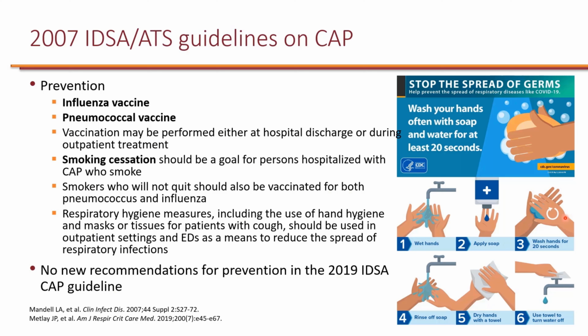Smoking is a risk factor for pneumonia, so smoking cessation is very important in preventing community-acquired pneumonia. And for those who continue to smoke, influenza and pneumococcal vaccination is really important. And of course, respiratory hygiene, including washing hands, is really important in preventing spread of germs. The new 2019 IDSA guidelines did not make any new recommendations for prevention of pneumonia.